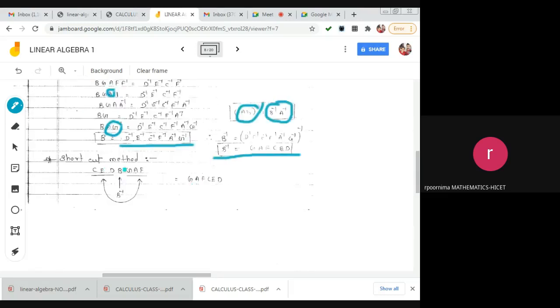In a shortcut way, you convert B as B inverse, you will be getting GAF, then CED. The remaining terms, you write as your answer. Okay, this is the shortcut way.